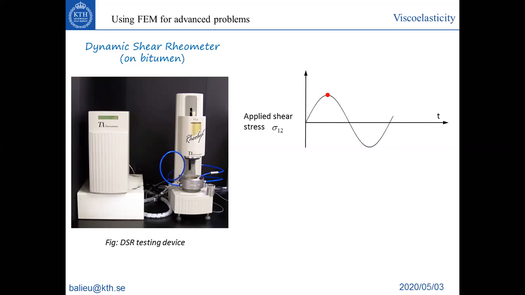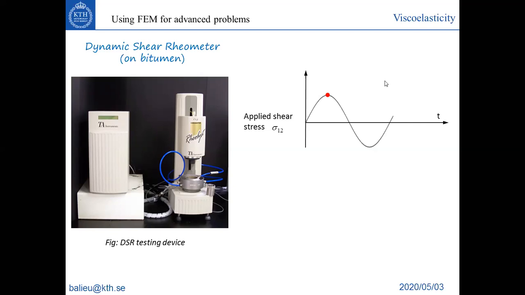Because bitumen is kind of liquid depending on the temperature, you cannot perform a relaxation test on bitumen. Practically, it's very difficult to do. So for this, we are doing another kind of test. We are applying a sinusoidal shear stress in the structure.